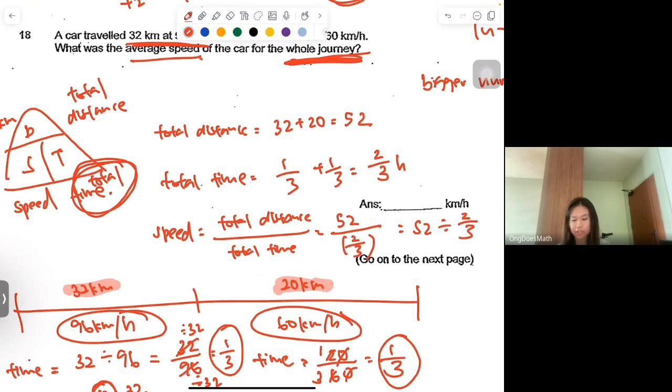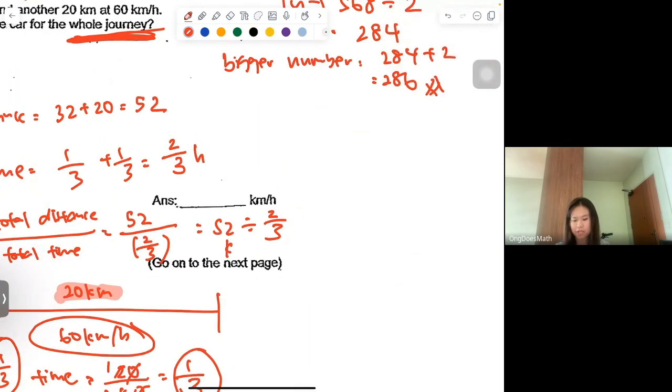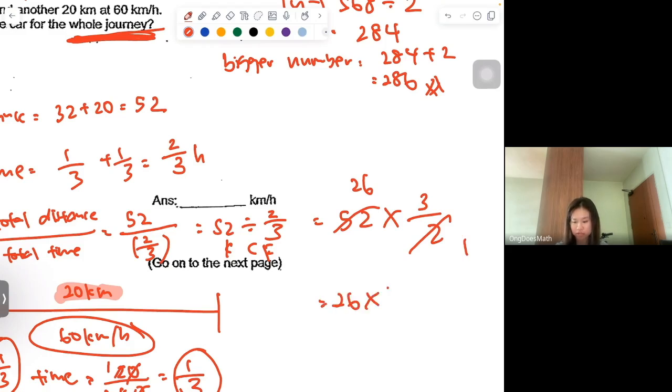So division of fractions, remember your acronym: keep, change, flip. Keep the 52. Change the sign to times. Flip 2/3, so it becomes 3/2. So simplify things. Both are divisible by 2. 52 divided by 2 gives you 26. 2 divided by 2 gives you 1. So now you have 26 times 3. This is paper 1, so you have to work it out yourself. So you get 78 km per hour.